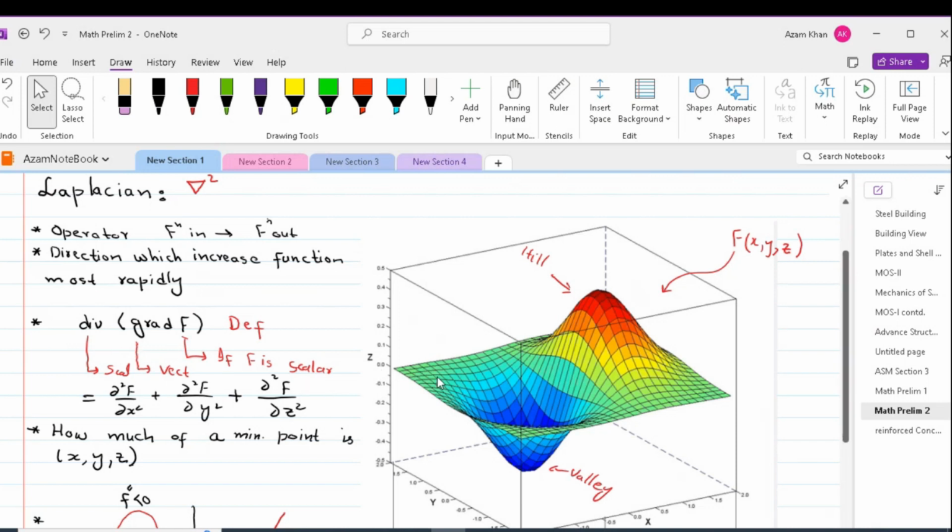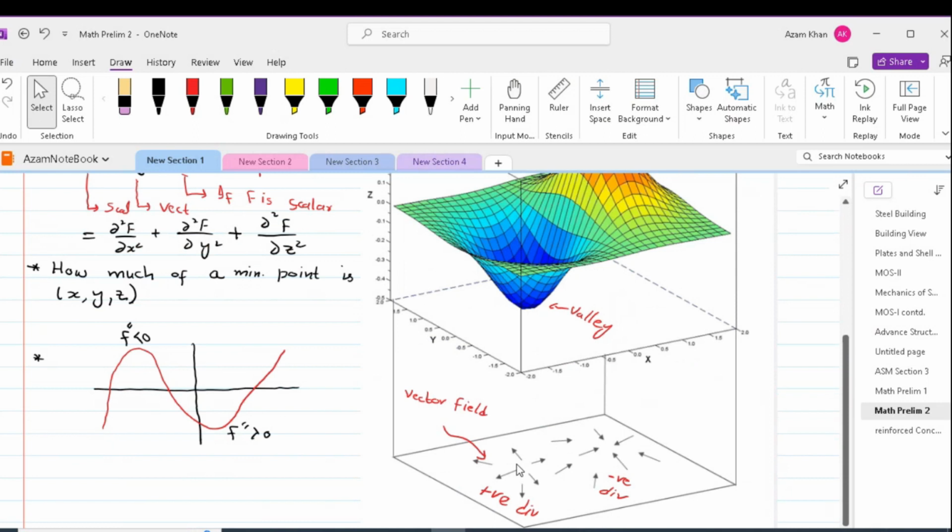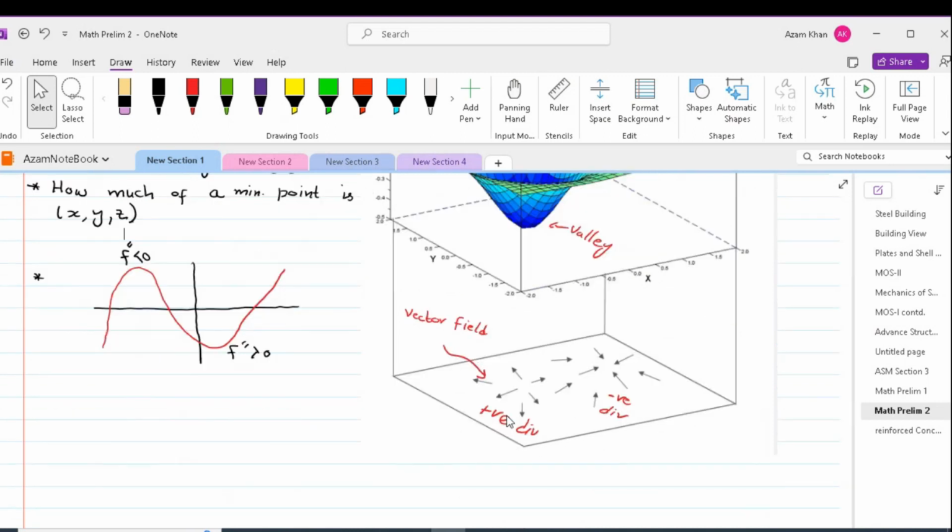So in other words, if we have this function f of x, y, z, and we draw its gradient, which means that we draw vectors showing the slope of this curve, remembering that gradient is the slope of the steepest descent, we would have in a 2D plane a bunch of vectors. Now, if we take the divergence of that vector field at a particular point, that will give us the Laplacian.